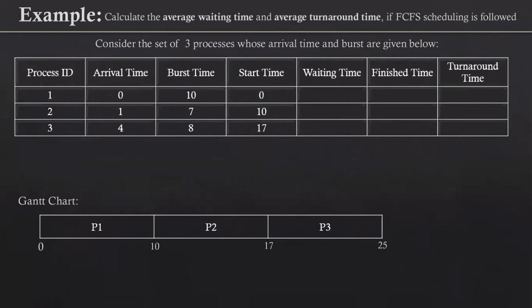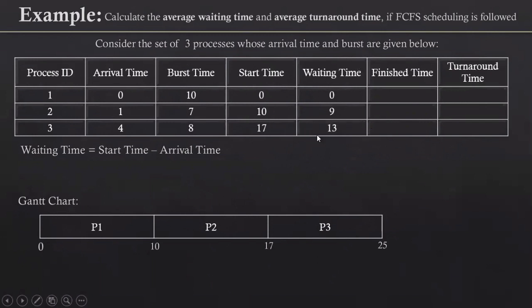Now that we have the start time, we can create the waiting time. The formula for getting the waiting time is start time minus arrival time. The start time of process 1 is 0 and its arrival time is 0, so 0 minus 0 equals 0. The start time of process 2 is 10 and its arrival time is 1, so 10 minus 1 equals 9. The start time of process 3 is 17 and its arrival time is 4, so 17 minus 4 equals 13.